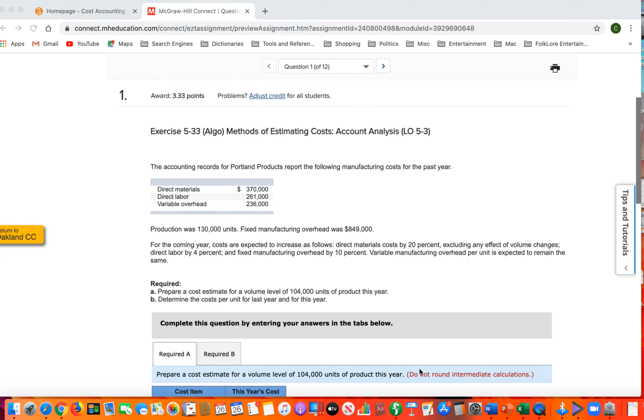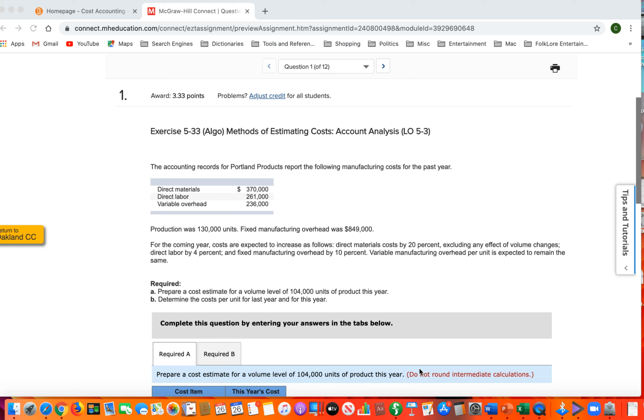With chapter 5, the last chapter before the first exam. And here we have Portland products. They give you the information here about direct material, direct labor, and variable overheads. These are all variable costs. And this is what it was at 130,000 units. And the fixed manufacturing overhead was, as you see there, $849,000.